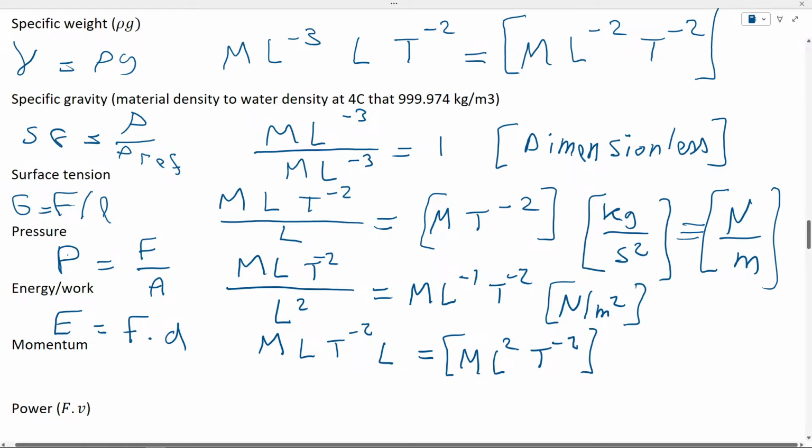The SI unit for this is Newton meter. But in SI units, this also has a different name other than Newton meter, which is joule. So Newton meter, in SI unit, is equivalent to joule.